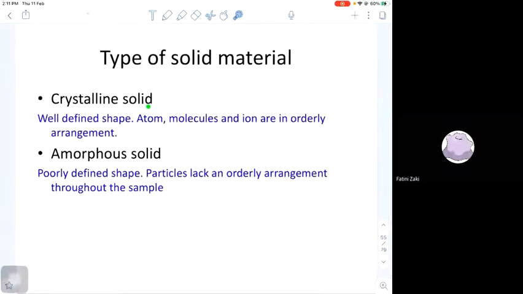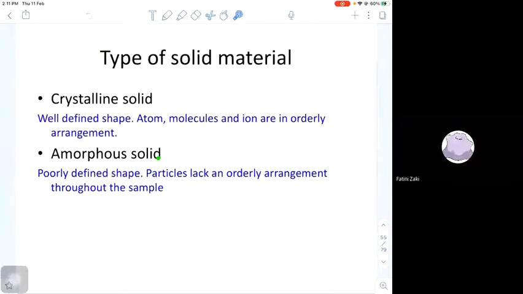This crystalline solid has a well-defined shape, in which the particles can be either atoms, molecules, or ions, depending on the substance of that solid. The atoms, molecules, and ions, or the particles, in general, in this crystalline solid are in an orderly arrangement. It has a well-defined shape, and the arrangement of the particles is in order. And then the second type of solid material is the amorphous solid.